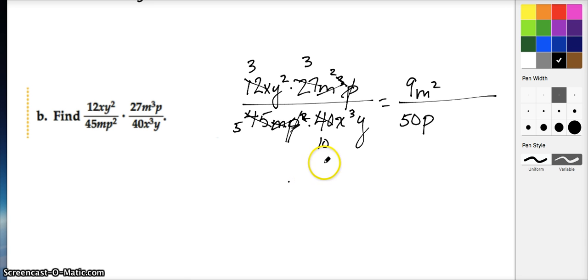The next thing I'm going to think about is perhaps my x's. So I've got x in the numerator and 3 x's in the denominator.